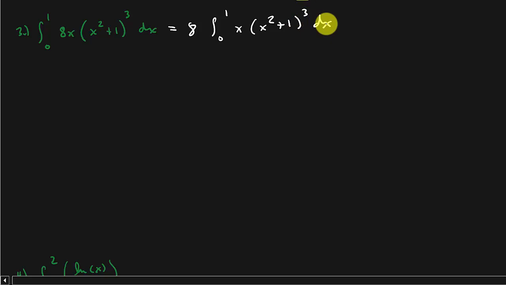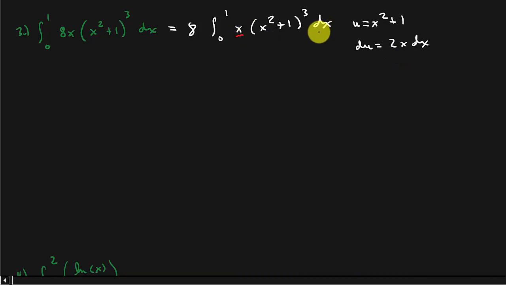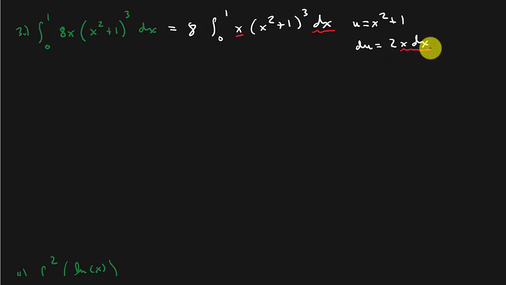And remember, we're going to pull the 8 out because if we let u equal x squared plus 1, then du is 2x dx. And you can see that the 2 here does not match that 8. So I'm going to pull the 8 out. So you can see here, and I'm not going to go over this u substitution very much because I went over this in detail in the previous video. Okay.